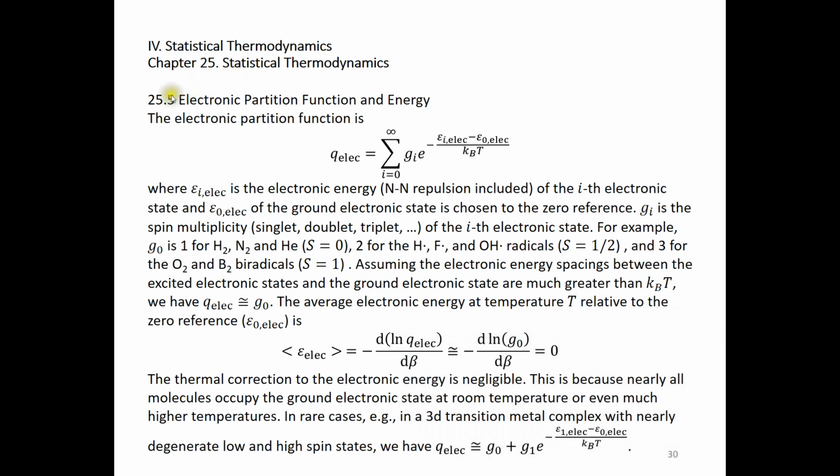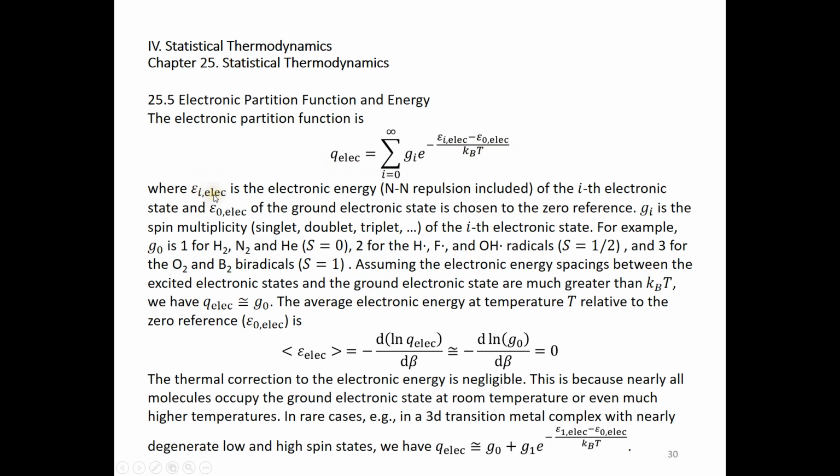Chapter 25 Statistical Thermodynamics, Section 25.5: Electronic partition function and energy. The electronic partition function is this: q_electronic is equal to the sum of g_i times e to the power of negative (epsilon_i electronic minus epsilon_0 electronic) over kBT.